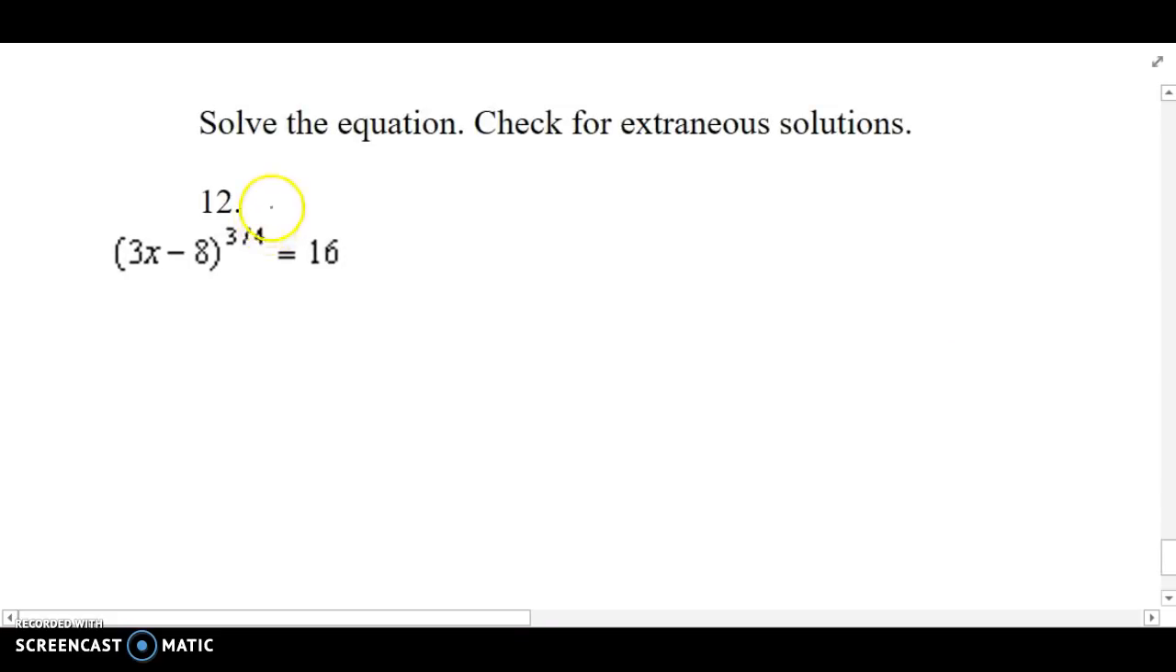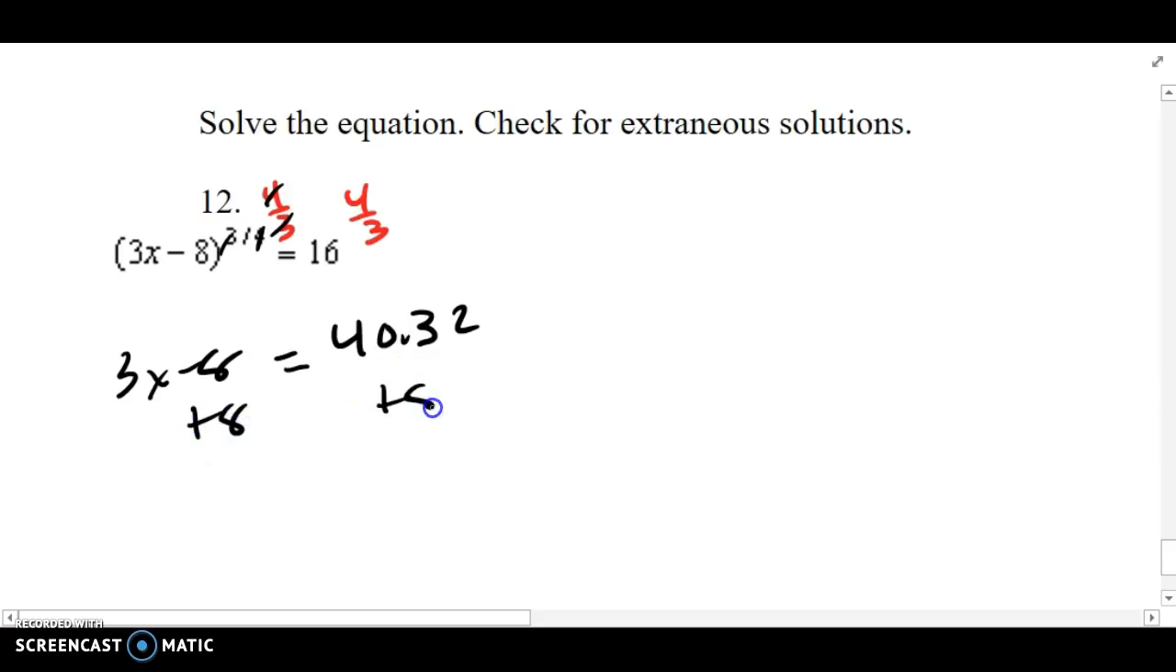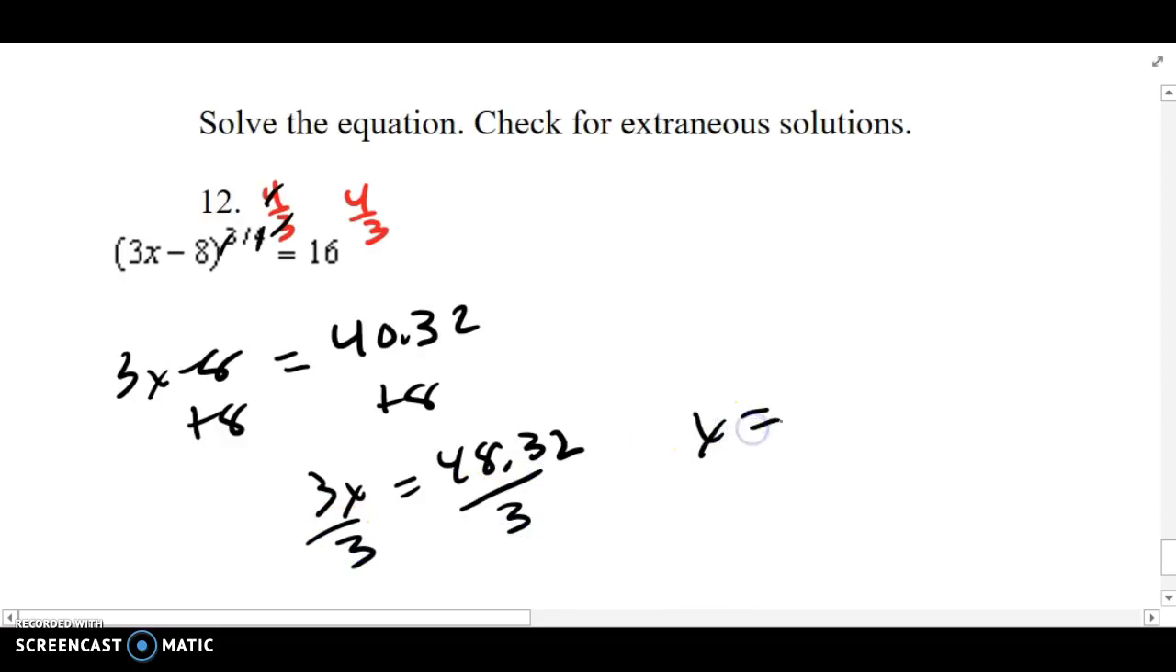Number 12, we're going to do the reciprocal power. So 4/3, 4/3. All right. Now, those are going to cross cancel, so we get 3x minus 8 equals, and then we can put this in our calculator. I believe it's 64, so let me check. Nope, I was wrong. I put it in my calculator and we're getting 40.32. We're going to add 8. So we get 3x is equal to 48.32. We're going to divide off the 3. So 48.32 divided by 3, we get x is equal to 16.10.